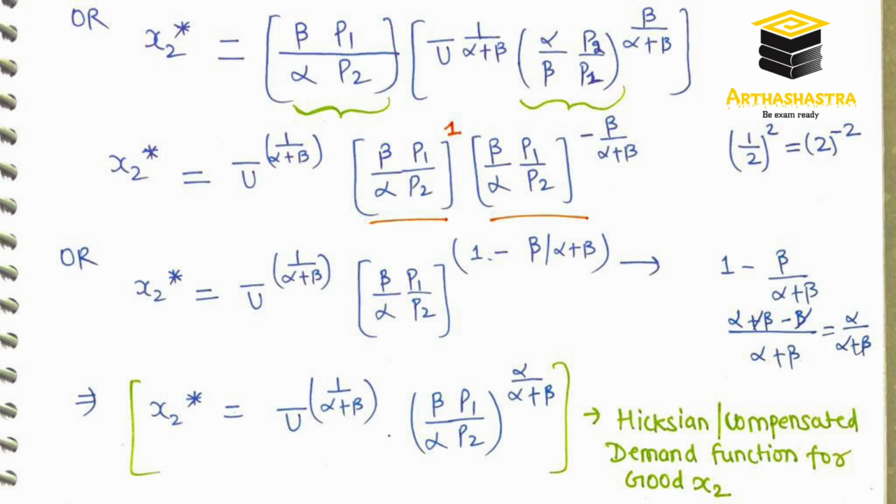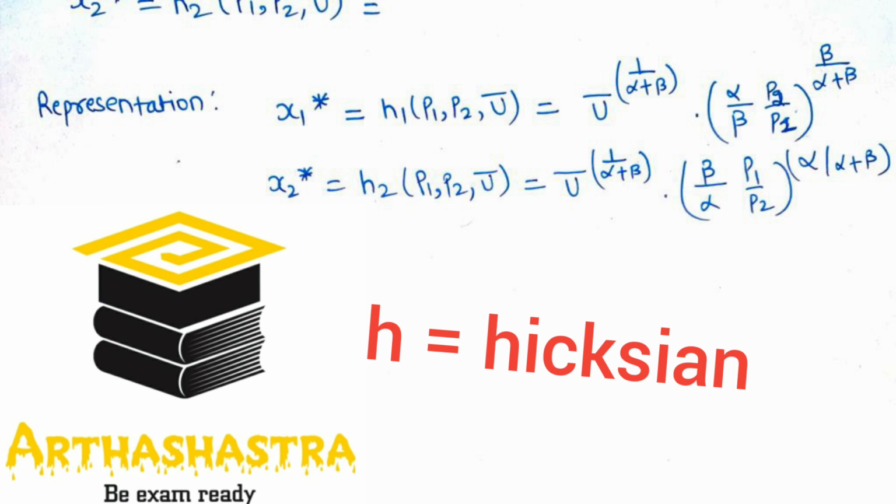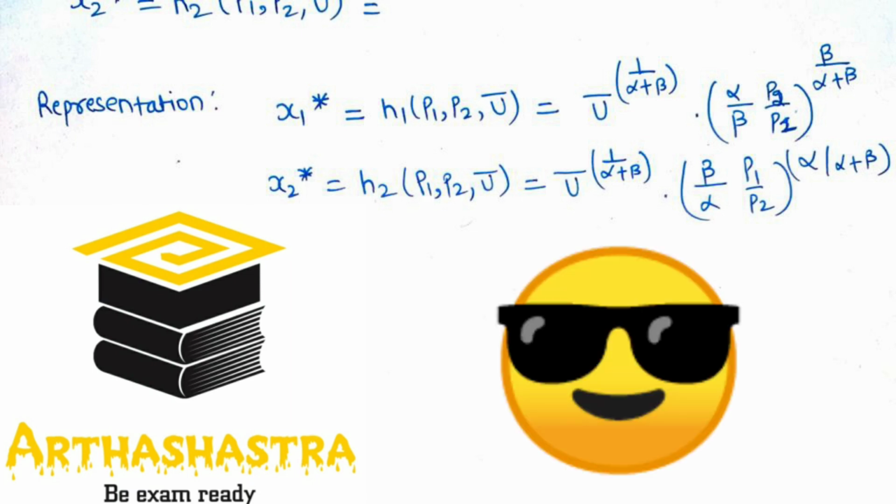We represent the Hicksian demand functions as x1 star equals h1, where h stands for Hicksian, a function of p1, p2 and u bar, a constant utility term, and it is on your screen. So we have solved for all the 3 parts.